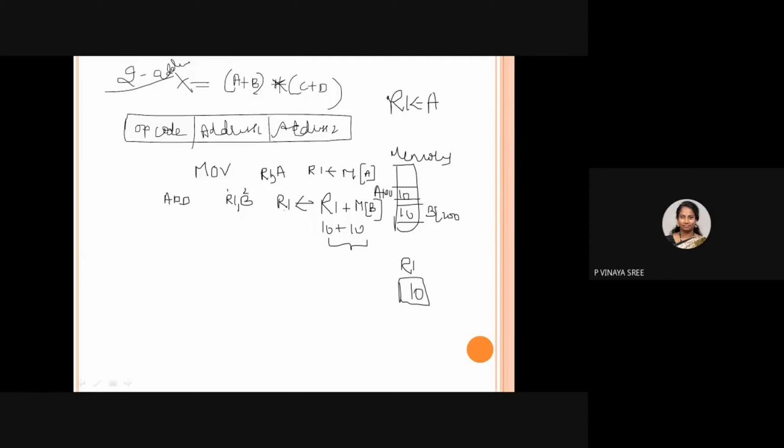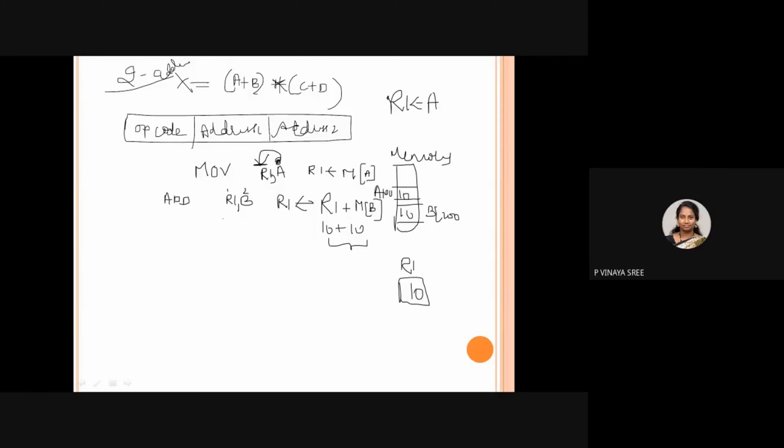Okay, so our first step is we move one of the operands into a general purpose register with the help of a move opcode. Moving means moving the operand data from a memory location to a general purpose register. So move R1 comma A indicates it goes to that memory location, and whatever the data is there will be moved into R1.